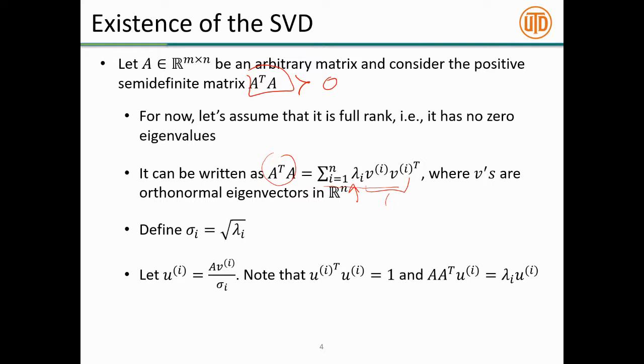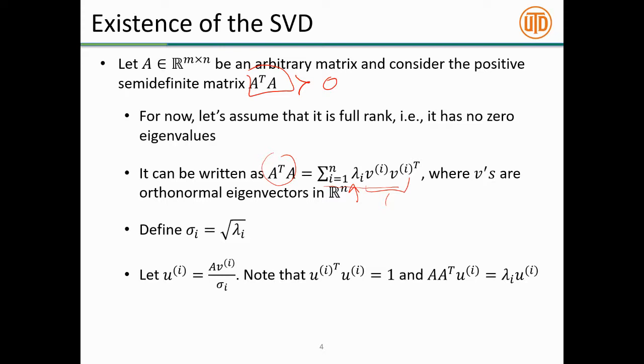So we're going to define sigma_i to be the square root of lambda_i. Typically I'll use lambda for eigenvalues, and sigma will be my notation for singular values. Looking ahead a little bit, these will be the singular values that are the diagonal entries of the matrix capital Sigma, momentarily. Now the trick in all of this is to define a new collection of vectors U, such that U_i is equal to A times V_i over sigma_i.